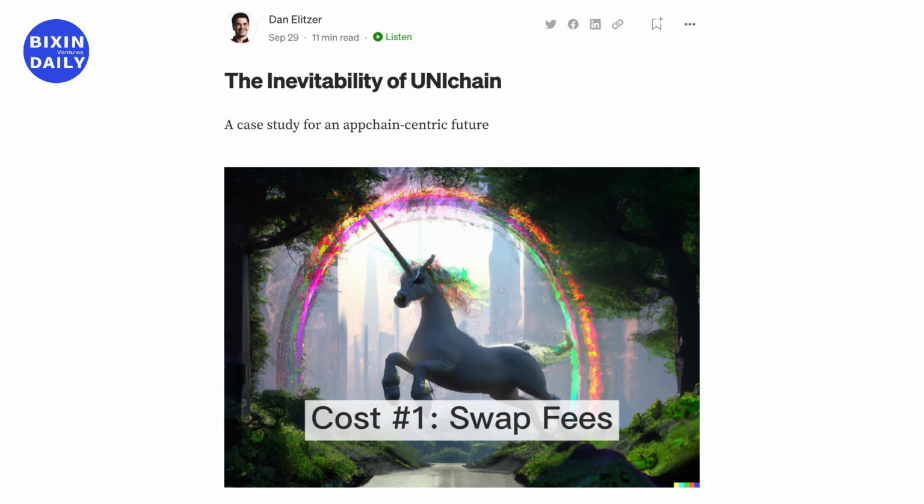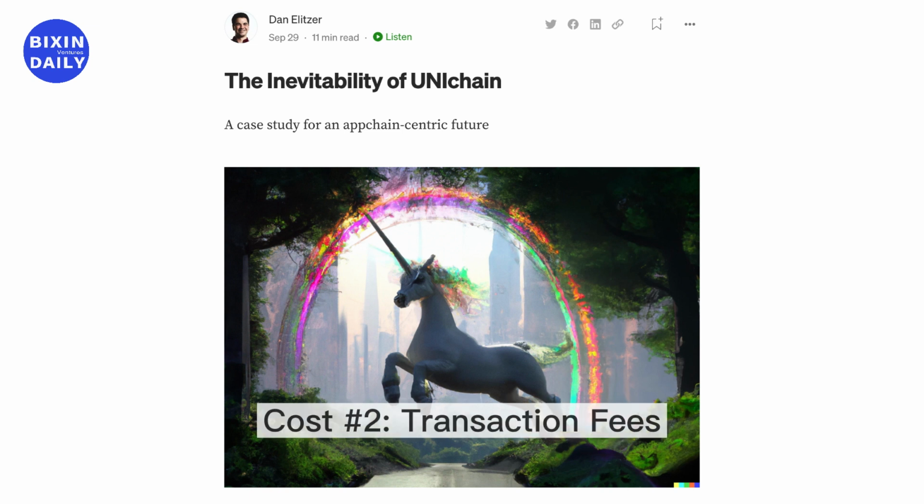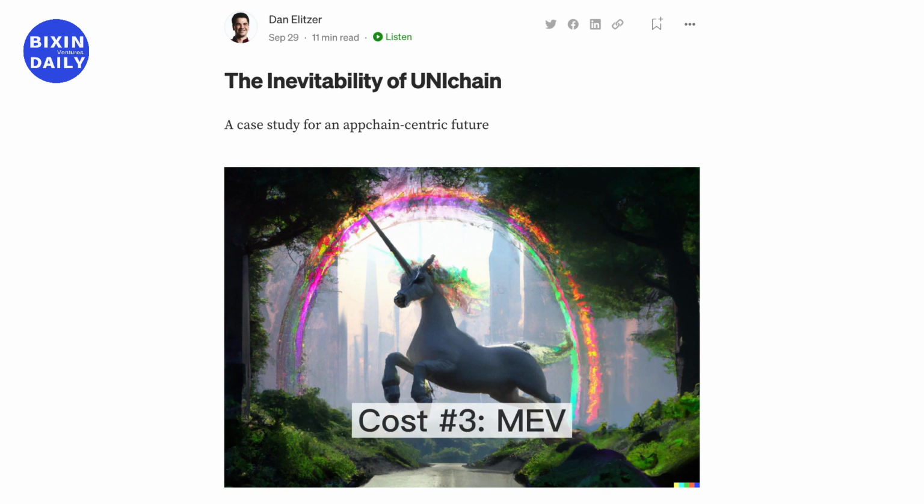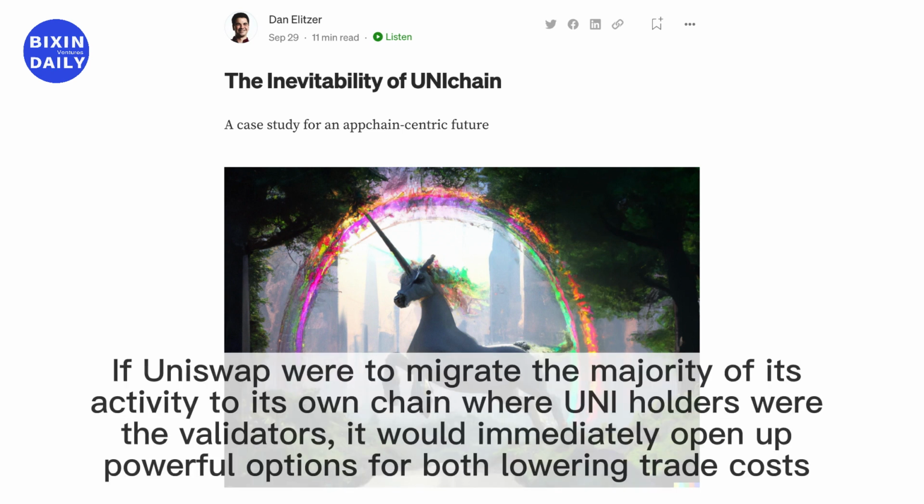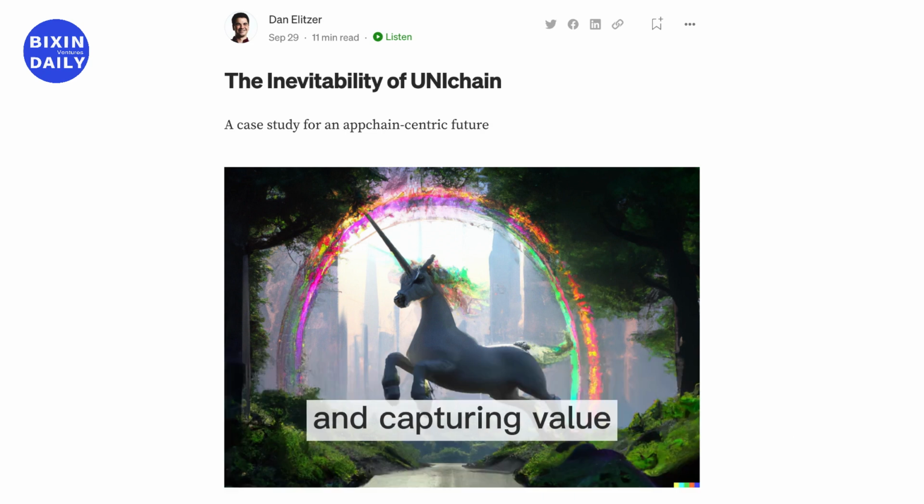Cost number 1, swap fees. Cost number 2, transaction fees. Cost number 3, MEV. If Uniswap were to migrate the majority of its activity to its own chain, where Uni holders were the validators, it would immediately open up powerful options for both lowering trade costs and capturing value.